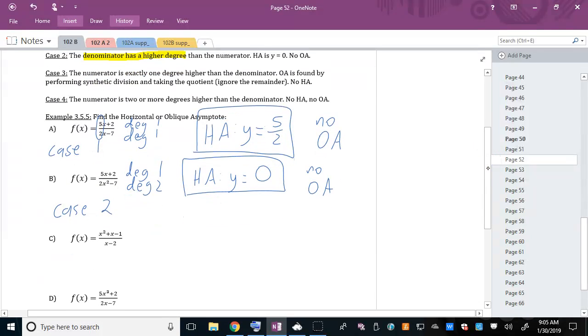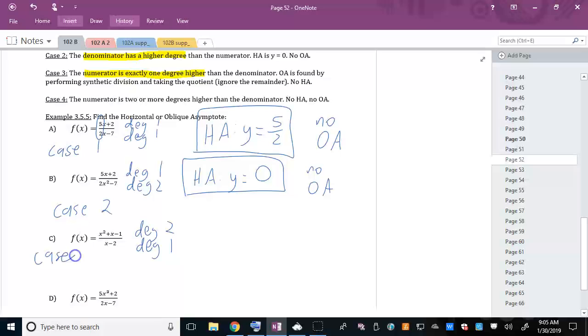Let me scroll that down a little bit so we can see our third case. This is probably our hardest case. The numerator is exactly 1 degree higher than the denominator. Generally, what's going to happen, as is happening in part C here, is our numerator is a quadratic, degree 2, and our denominator is a linear, degree 1. Because we are going to do synthetic division to this case to get that oblique asymptote.